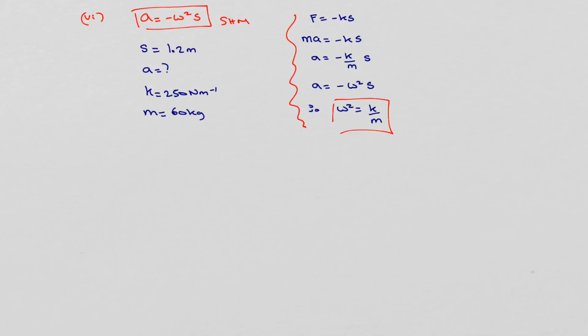So if I sub in now, I'm looking for a, I have minus omega squared, where that's going to be K, 250 over m, which is 60, times S, which is 1.2. And then that gives me my acceleration is minus 5 meters per second squared. Now, it didn't say anything about the minus, an omission for the minus in this question.